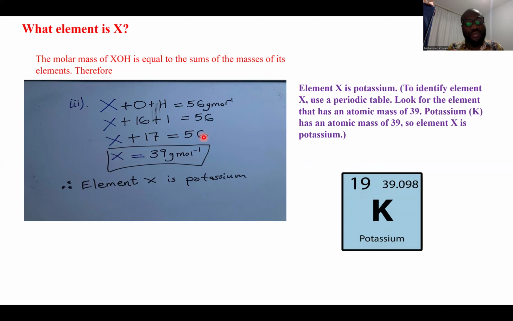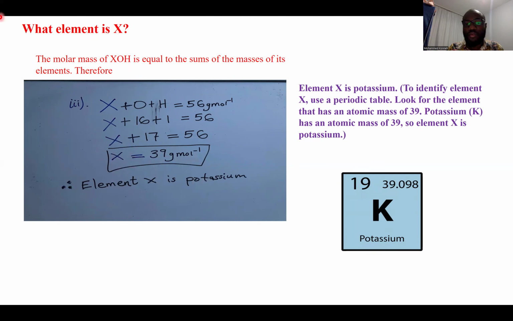So we're going to rewrite everything. X equals 56 minus 17. If we send this across, we get 56 minus 17, which is 39 gram per mole. So in this case, element X is potassium.